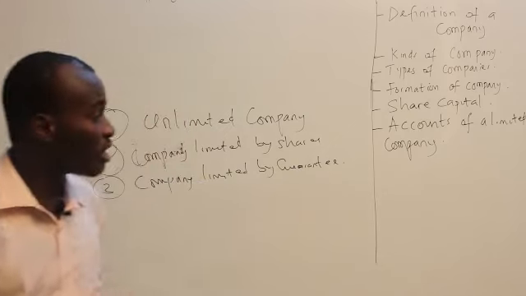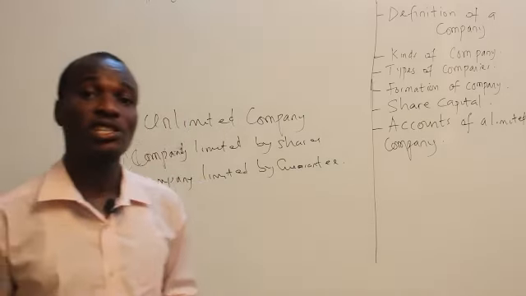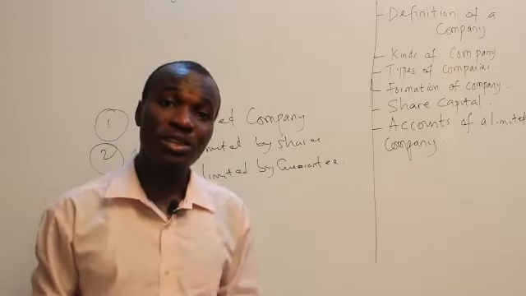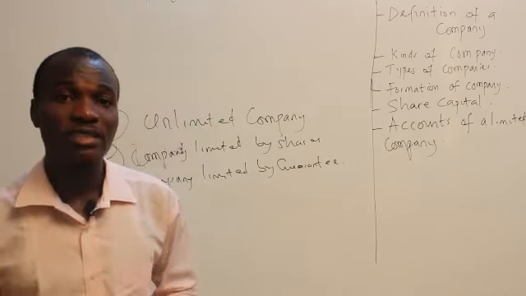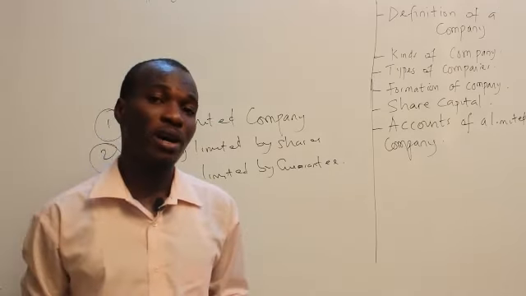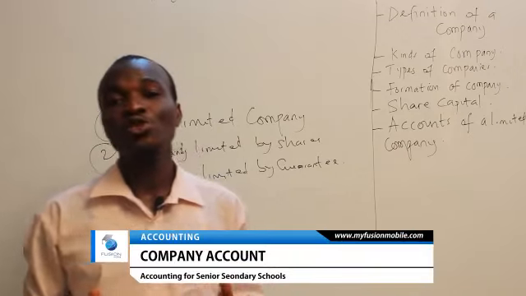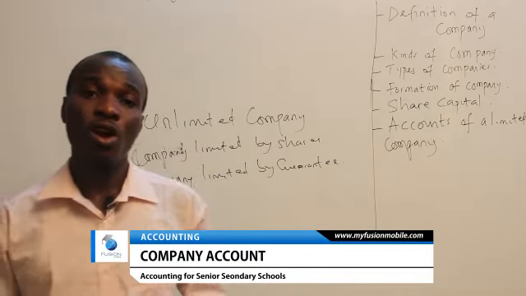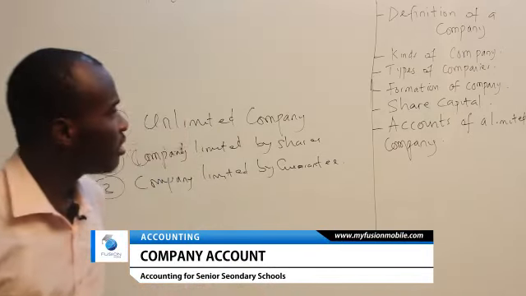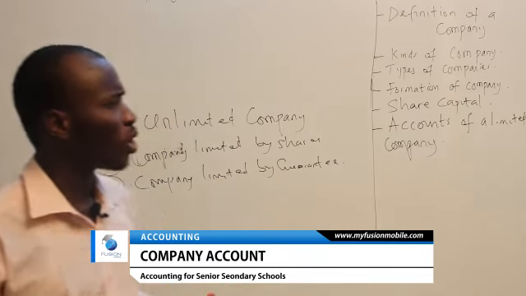So it means in both companies, whether limited by shares or limited by guarantee, the liability of its members is always limited by the number of shares owned by members and does not extend to their private property or to their estate. So the next thing we'll be looking at is the formation of a company.